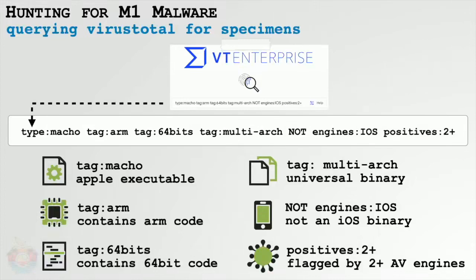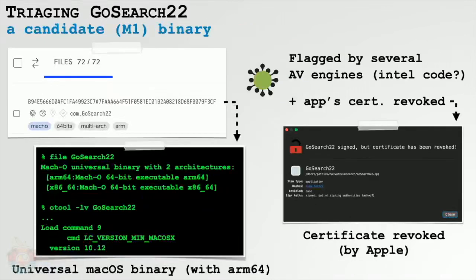The idea was, yes, I might miss some brand new malware, but as we mentioned, most malware authors are most likely going to compile their existing Intel malware into M1 binaries and ship them as universal binaries, so I figured that existing AV signatures would likely flag that. So I ran the search earlier this year, and it turned up just a single candidate binary, something named GoSearch22.